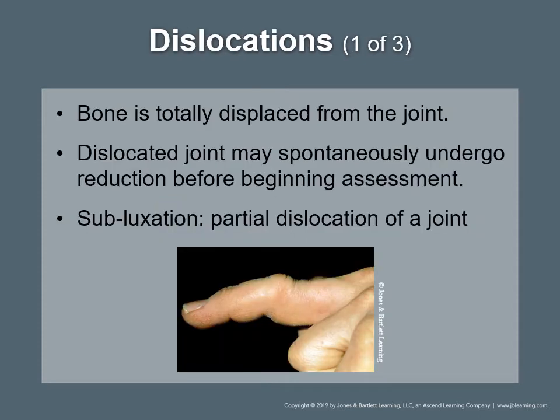Dislocations. A bone is totally displaced from the joint in dislocations. Dislocations occur when a body part moves beyond its normal range of motion. A dislocated joint may spontaneously undergo reduction before beginning assessment. A dislocation that does not spontaneously reduce is a serious problem. The partial dislocation of a joint is known as a subluxation.